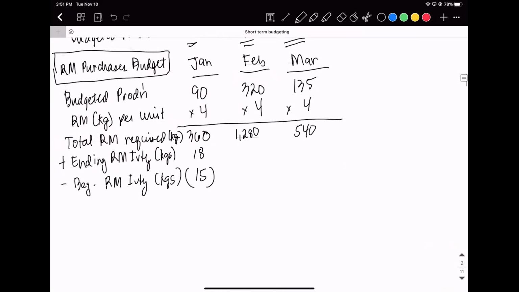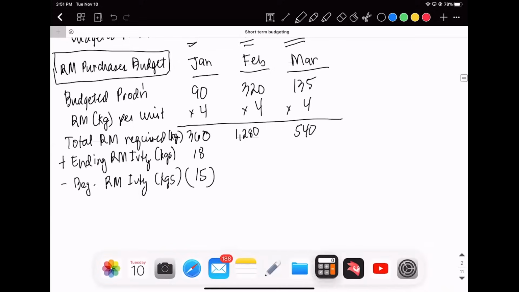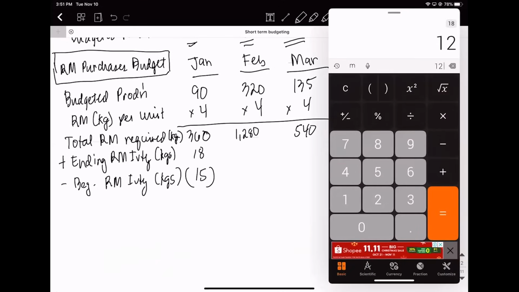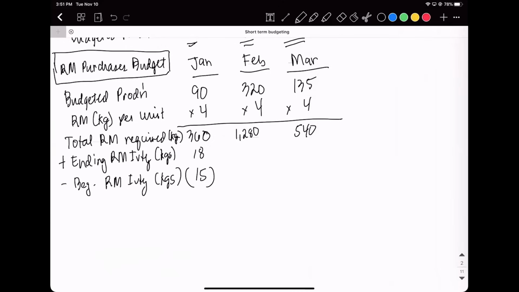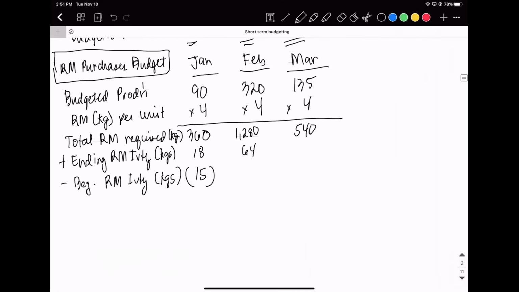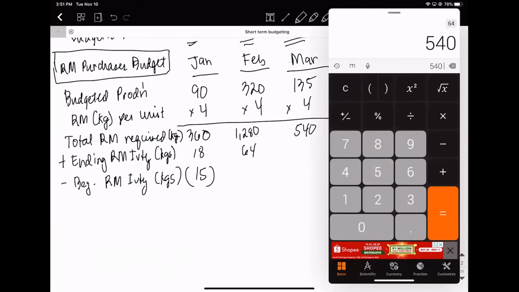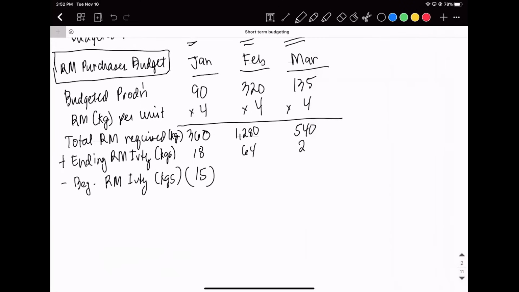So, 1,280 naman. Ano yung next? So, 1,280 times 5%. 64. So, 64. And then lastly, 540 times 5%. So, 27. Okay, so this is 27. So, again, the beginning inventory will be from last period.